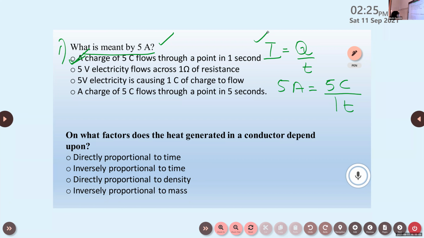Or according to the last option, a charge of 5 coulomb flows through a point in 5 seconds. Then it will become 5 divided by 5, that is equal to 1 ampere. But we need 5 ampere. So the correct option is option 1. A charge of 5 coulomb flows through a point in 1 second. I is equal to Q by T. So 5 ampere is equal to 5 coulomb of charge that flows through a point in 1 second.